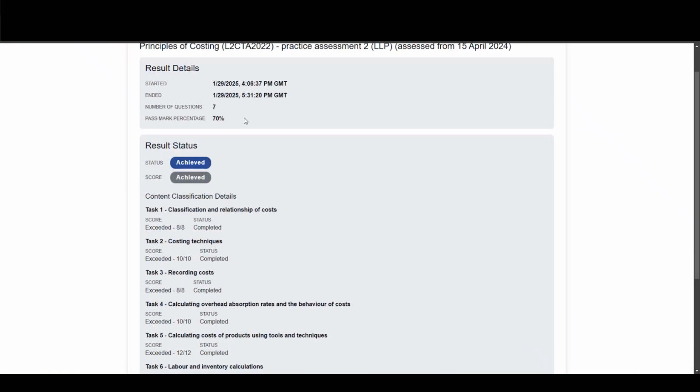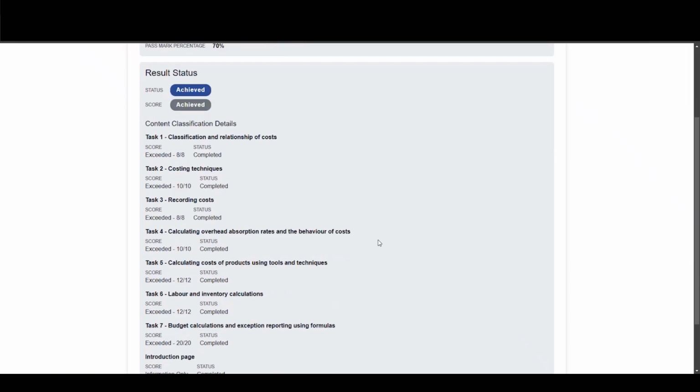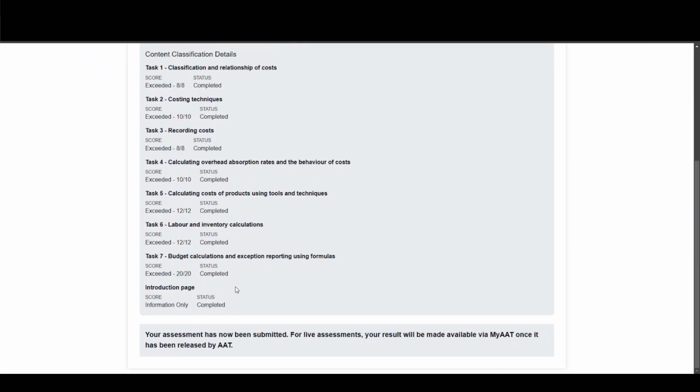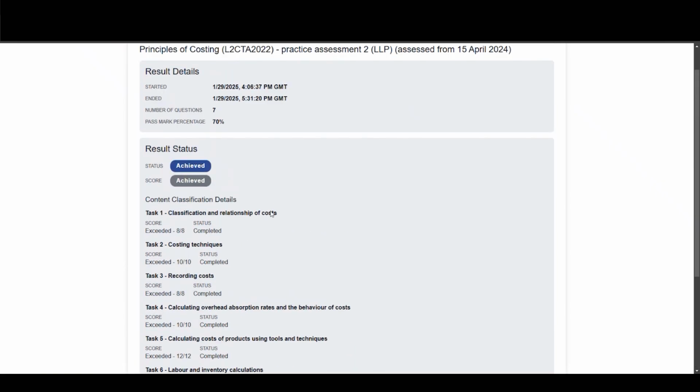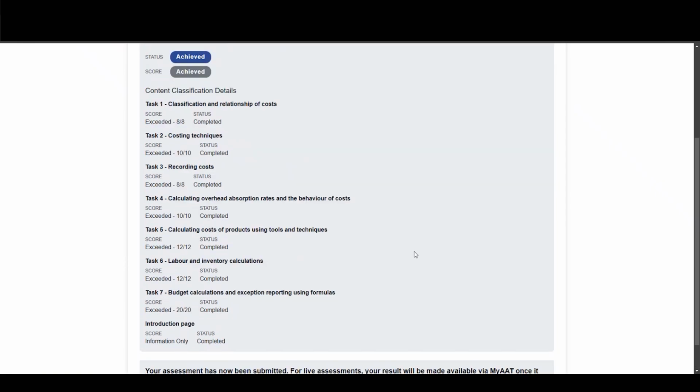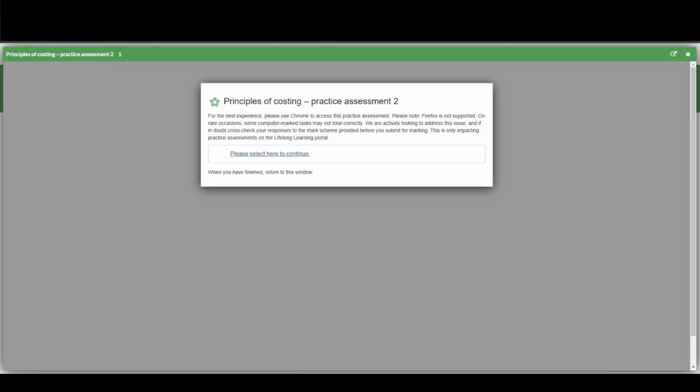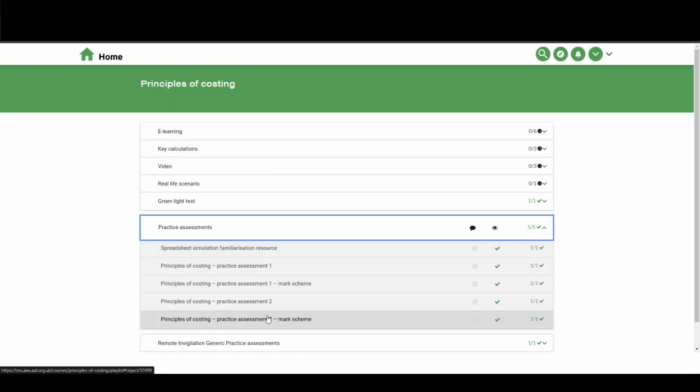So we're told the pass mark percentage is 70%. We can see that each task has been completed. We can see the marks awarded for each of those tasks. However, it doesn't give us the opportunity to review those questions. So as I said, please either check your answers before you press submit or take screenshots of your answers so you can check them against the model answers. Model answers are provided here.